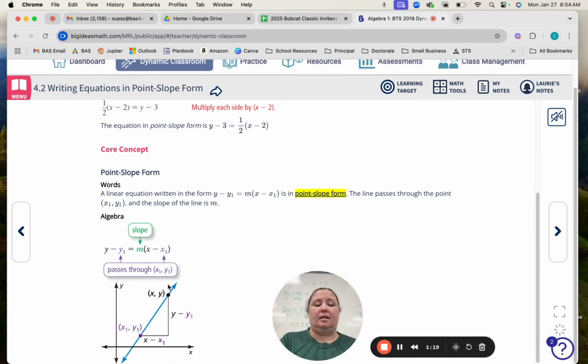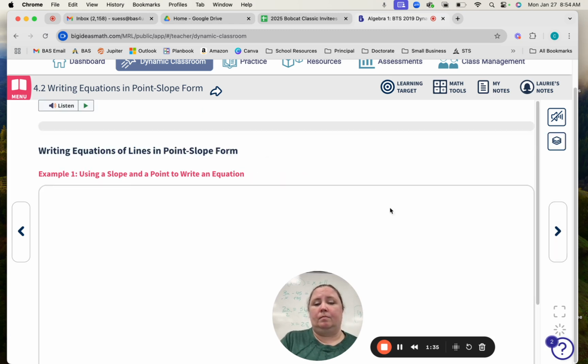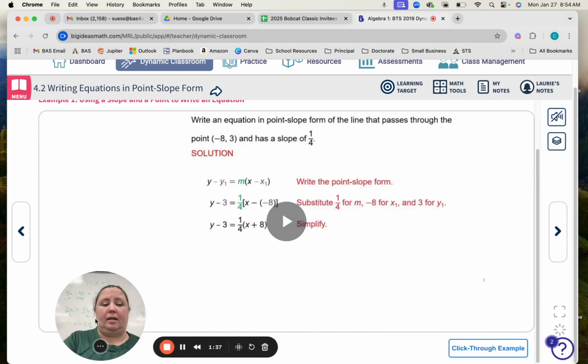So you can see here that we have our equation, showing that we have our slope, and then that this point is one of the points that this line passes through. So that's what it's showing you. It's showing you one of the points that that line passes through. So let's practice writing in point slope form.